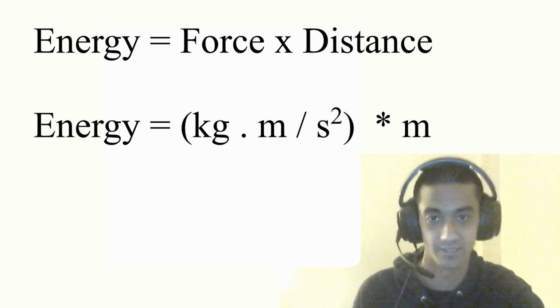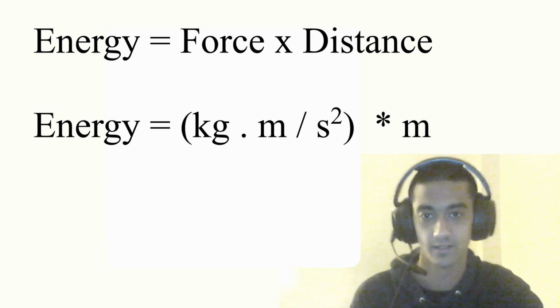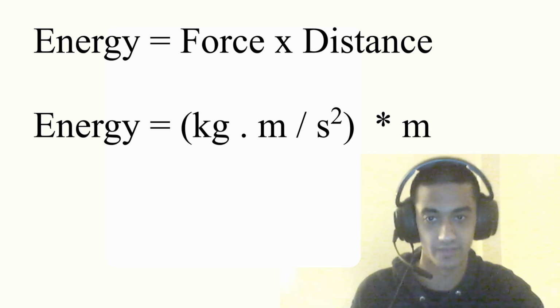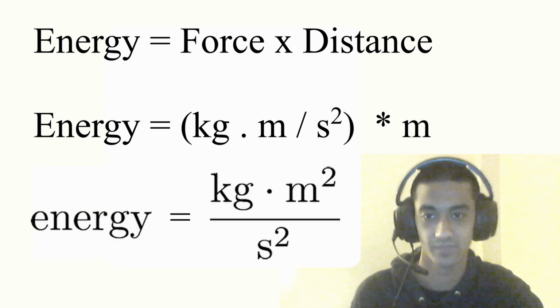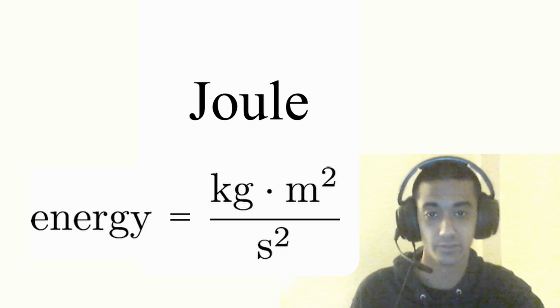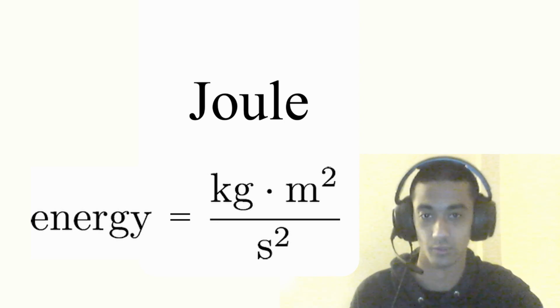So since we know that force can be written as kilogram meters per second squared, and distance is measured in meters, it follows that the unit of energy is kilogram meters squared per second squared. Now that sounds a bit wordy to say all the time, so we give these common units nice and short names. The unit for energy is commonly known as a joule.